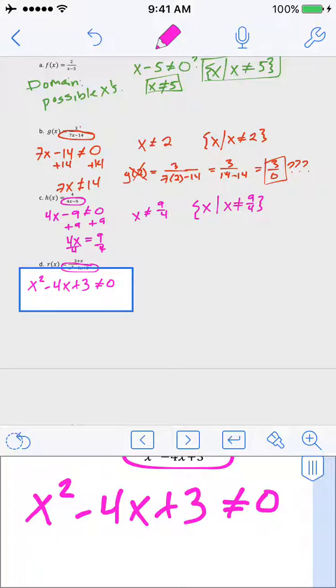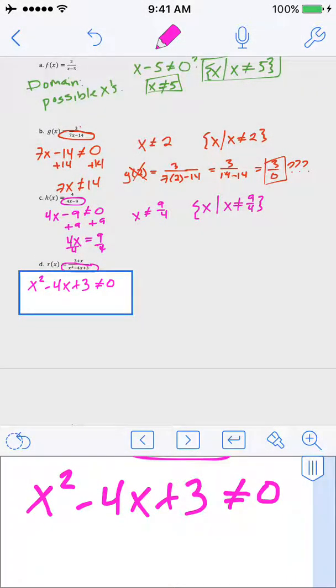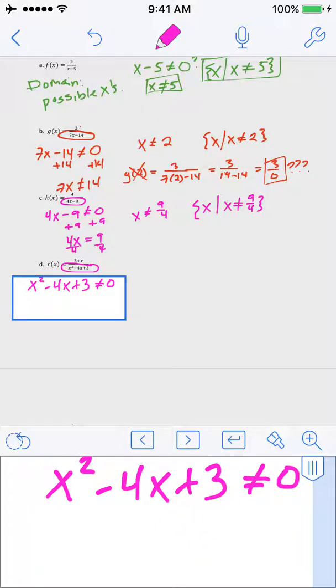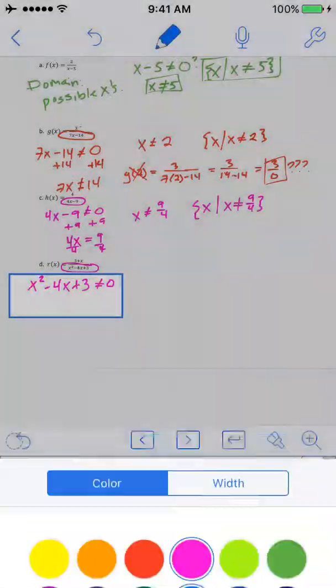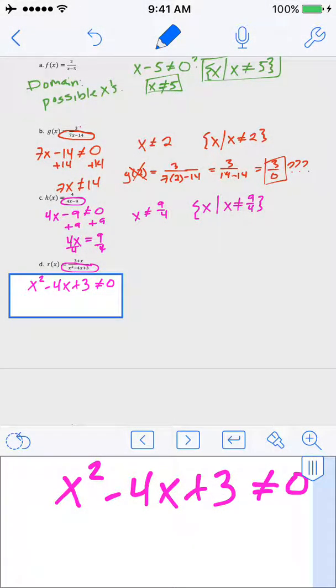I'm going to solve this like I would if it did equal 0. We just did that for days in the last chapter, finding where it equals 0. So we're going to have 2 different answers here, right? This is a quadratic. We're going to have to factor it. So let's factor the left-hand side. Let's see. I don't see a GCF. I don't see any special case.